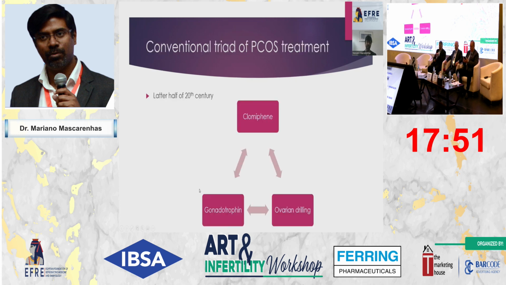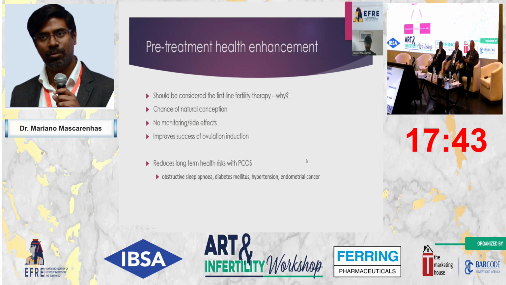The conventional triad of PCOS treatment in the latter half of the 20th century essentially consisted of clomiphene, gonadotrophins, and ovarian drilling. Now, before we talk about treatment, it's important to consider what we can do before treatment. And I would argue that health enhancement should actually be considered a first-line fertility therapy. Now, why would I say that? Because it gives a good chance of natural conception.